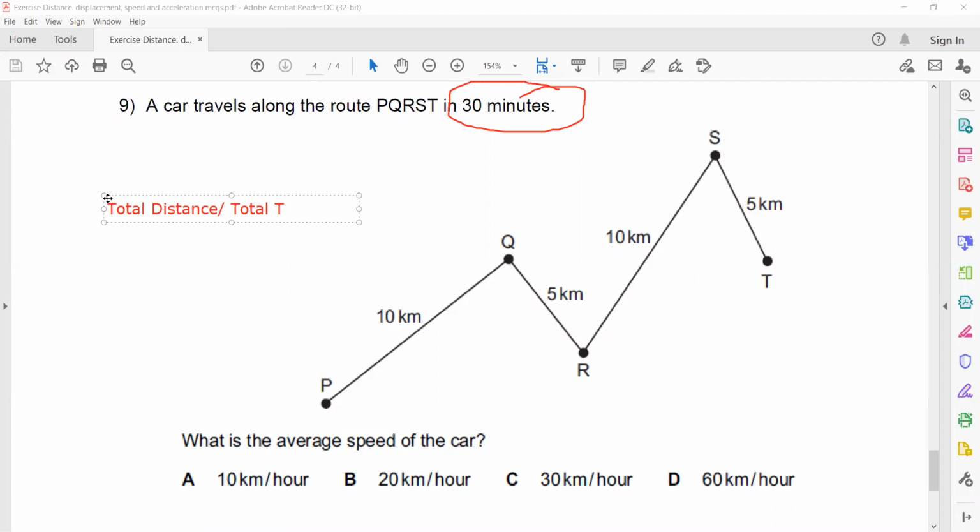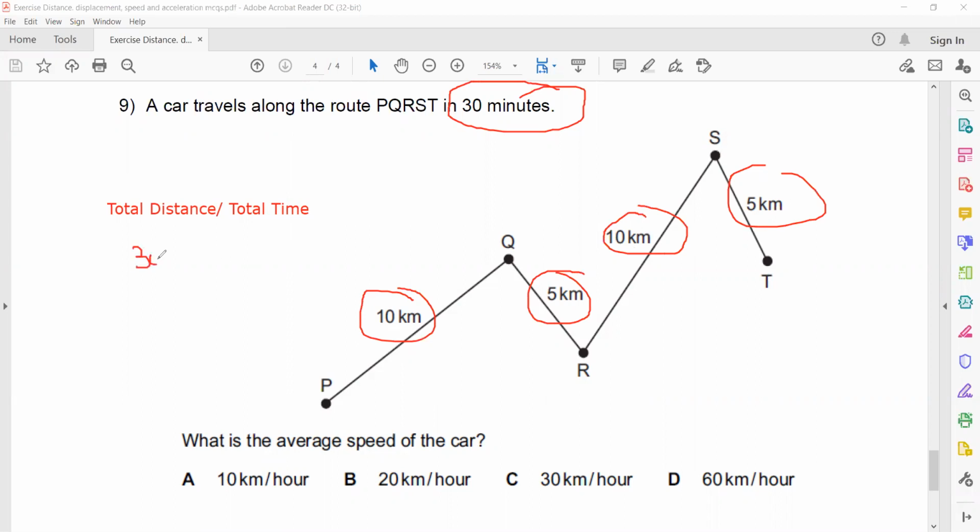But you can see all of the options are given in kilometers per hour. So what is the total distance? 10 plus 5, 15 plus 10, 25 plus 5, 30. So the total distance is 30 kilometers.